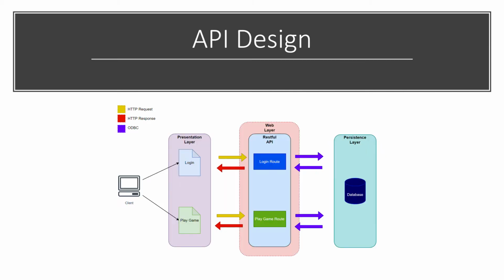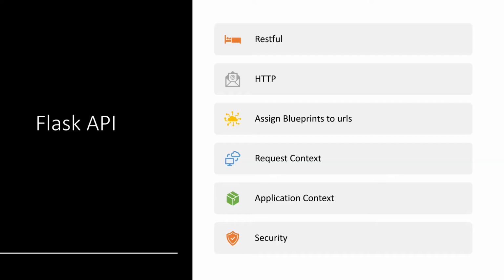So moving on. This is my API design. What to take away from this is that there's a RESTful API in the web layer that handles all the HTTP communications coming in and out. As you can see here, someone can request the login page and it will be sent back to them. So basically I use Flask to handle all that, which I'll talk about now.